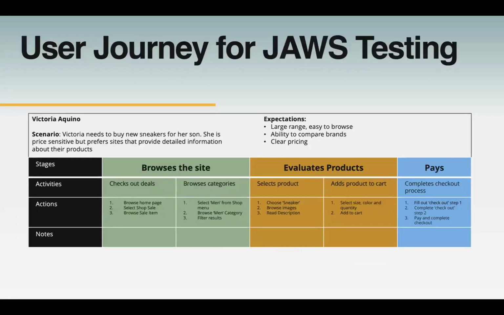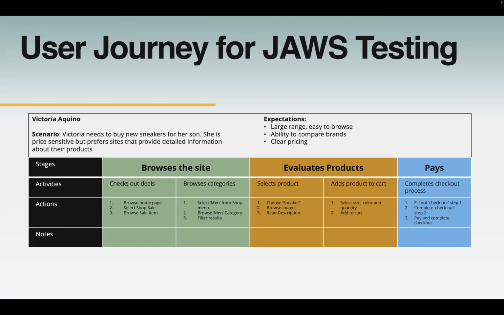So here's an example, a simplified version of that, that you might use in your AT testing. Again, we've got the same persona, Victoria, in a scenario where she needs to buy new sneakers for her son. She's price sensitive, but prefers sites that provide detailed information about their products. You can have a very simple scenario. Expectations are: we find a large range, easy to browse, ability to compare brands, clear pricing. That's what Victoria wants when she carries out this task. And we've broken it up into stages. These are obvious shopping stages: browses the site, evaluates products, pays.